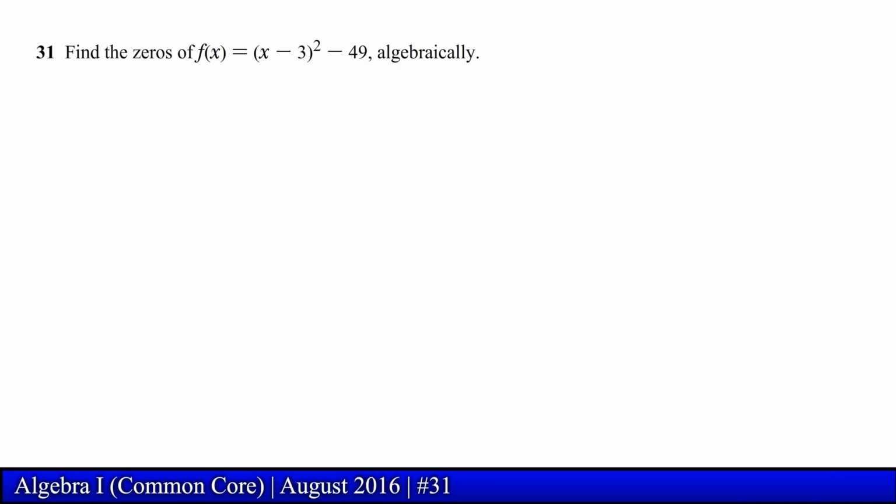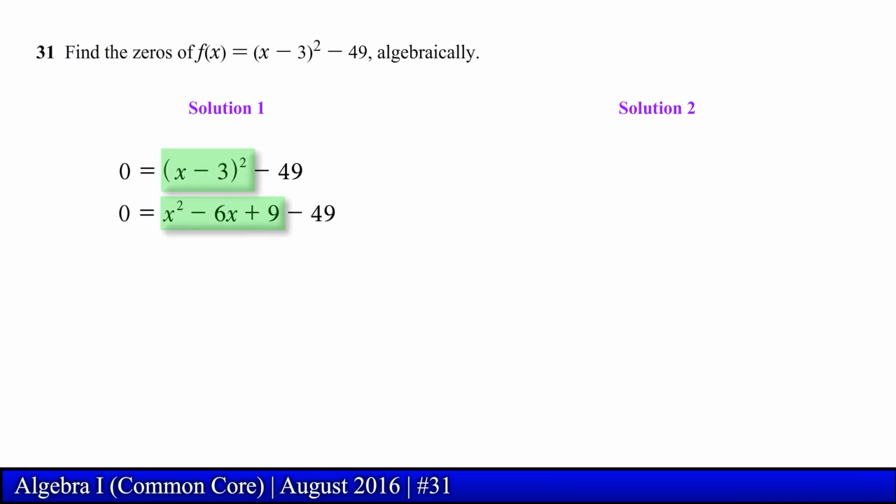In this problem, we are asked to determine the zeros of the function f of x algebraically. So we need to show our work as we find the zeros of the function. We can figure out this problem in two distinct ways. The first way is to set the function equal to 0, and then expand the binomial as follows.